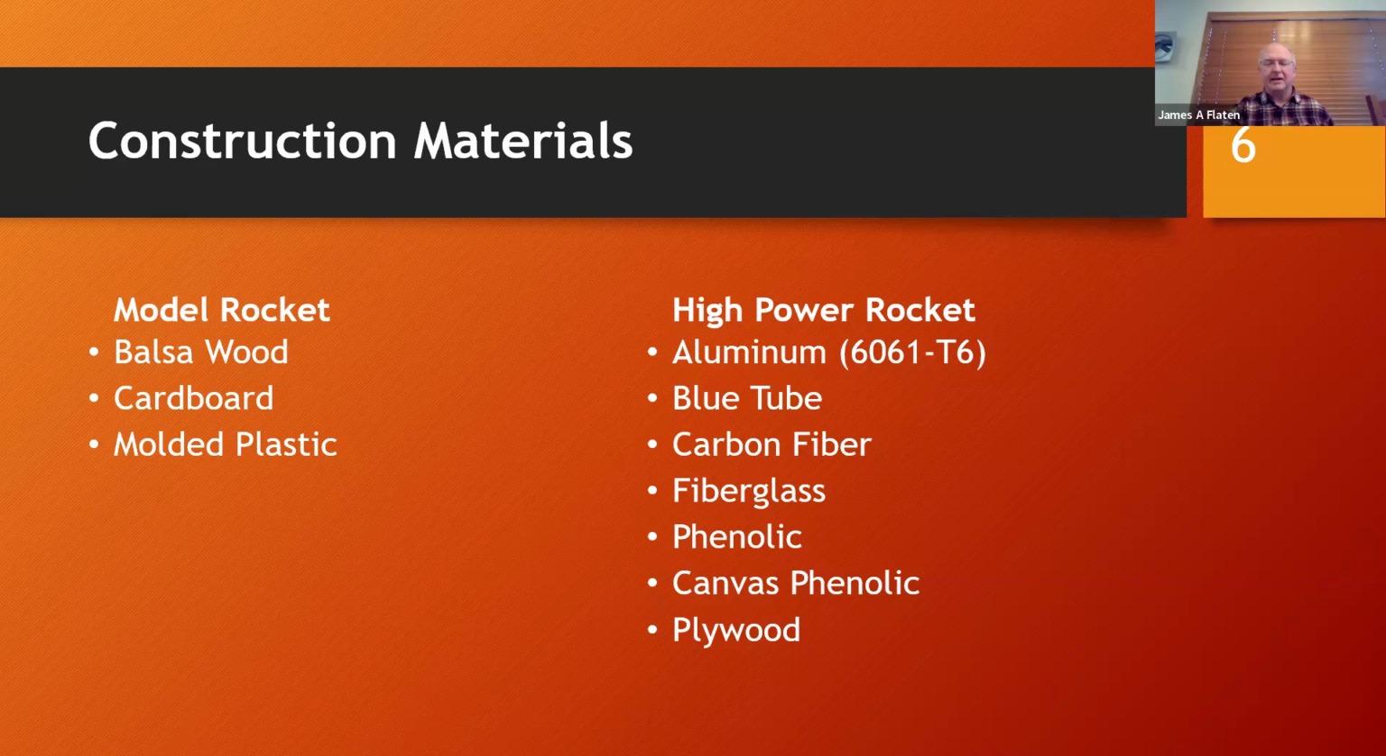Blue tube is another example of sort of a cardboard type product impregnated to make it much stronger. And then the nose cones can be plastic, but sometimes they have aluminum parts to them. The fins can be fiberglass or canvas phenolic, but they could also be made of plywood, but not balsa wood in the case of high power rockets.